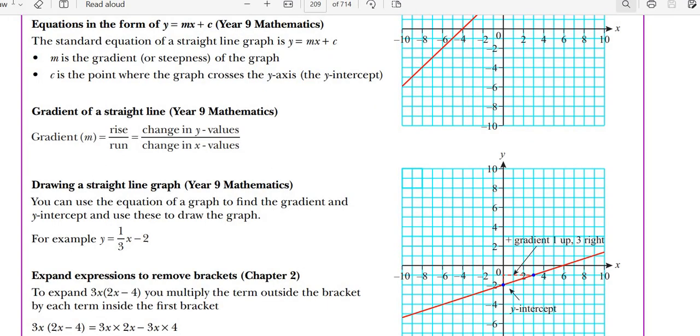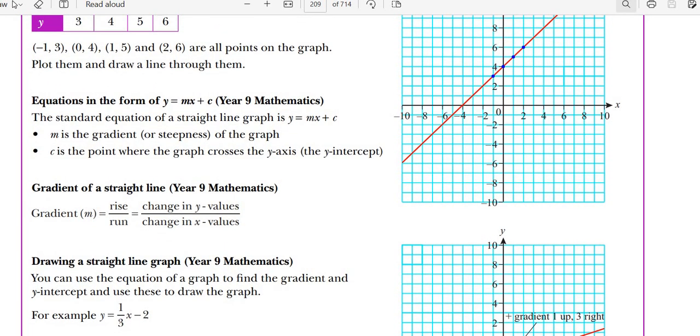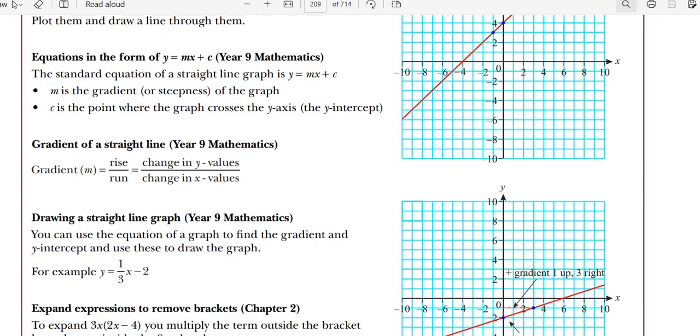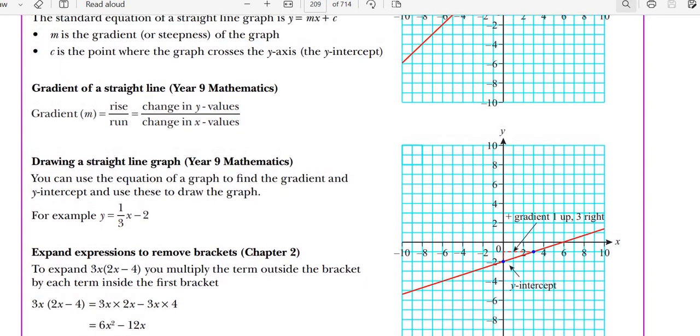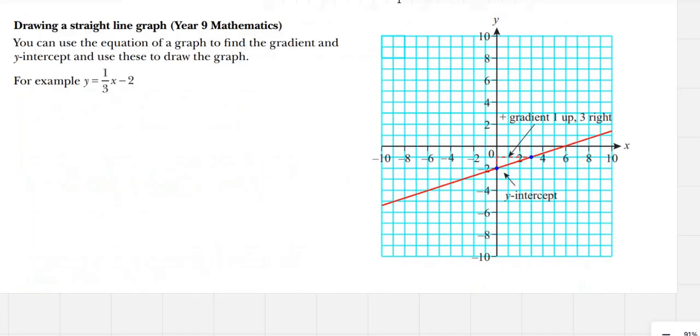In this case, the gradient is the rise of a straight line, year 9 mathematics again, is the change in y values divided by the change in x values, okay? For example, let's do this example. You have this straight line, y equals 1/3 x minus 2.